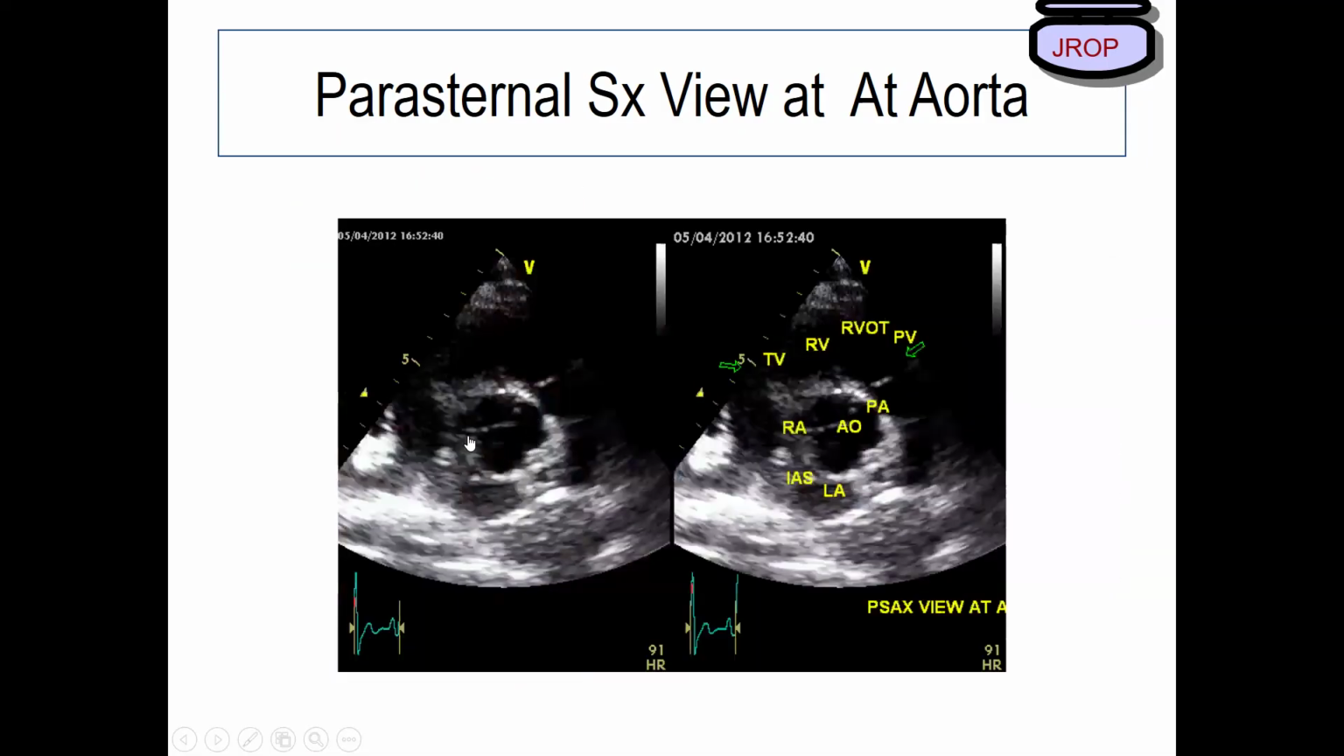This is a view where we look at what? We look at the coronary arteries. Left coronary artery, right coronary cusp, left coronary cusp, and the non-coronary cusp. We look at interatrial septal defects over here. We take a TR jet velocity. We look at the pulmonic flow velocity in this particular view. So parasternal short axis view at aorta.